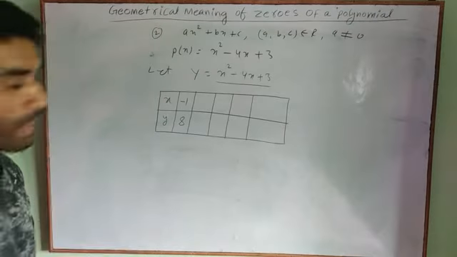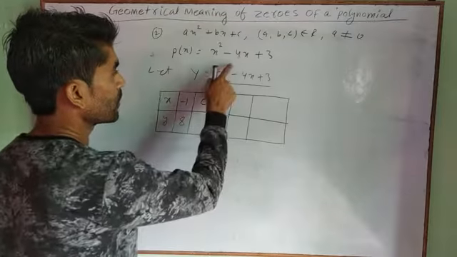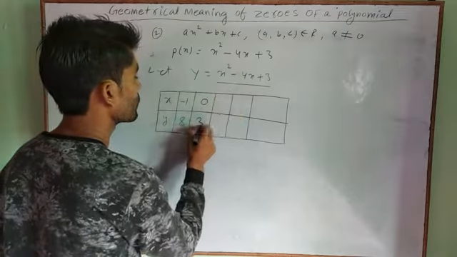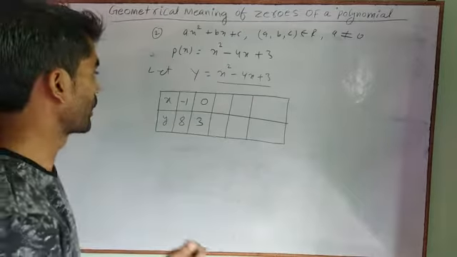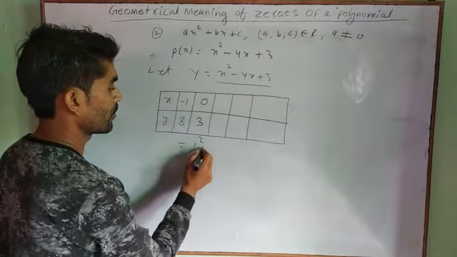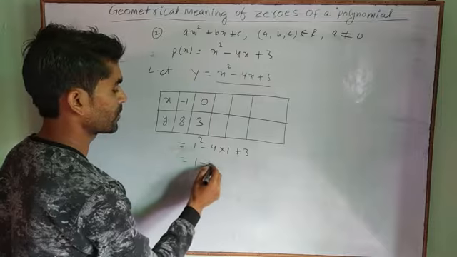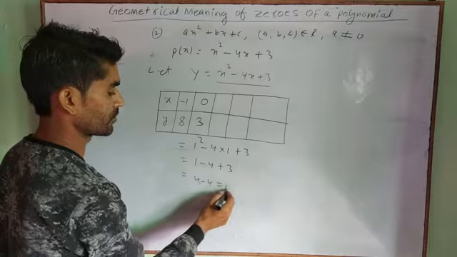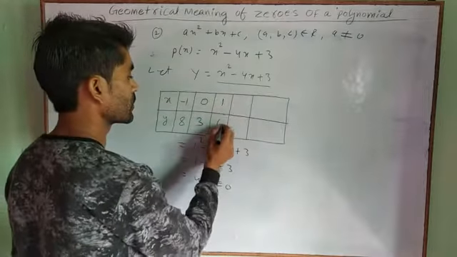Okay. Now I'm taking x value 0. So when the x value is 0, these terms become 0, and y is equal to 3. Right? Then I'm taking x is equal to 1. So here 1 squared minus 4 into 1 plus 3. That is 1 minus 4 plus 3, which means 4 minus 4 is equal to 0. So when x is equal to 1, the y value we are getting is 0.